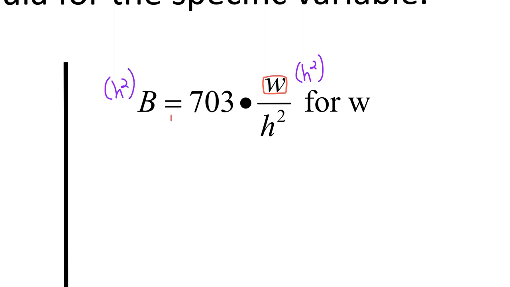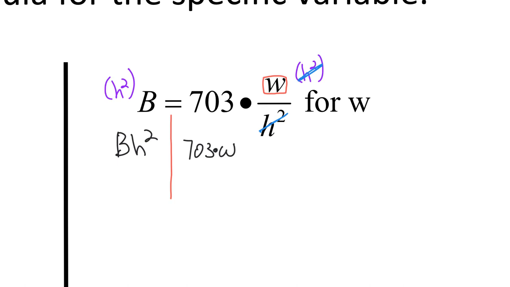Now when you do that, remember that these two terms right here are not like terms, so you can't really multiply them. They're not numbers. So we're just going to put the B with the h squared side by side. On the other side, this h squared simplifies with the h squared on the top. So you can bring down the 703 times w. Now I don't need the times in the middle because we know that that's multiplying. You see it here, but I don't need it every time.